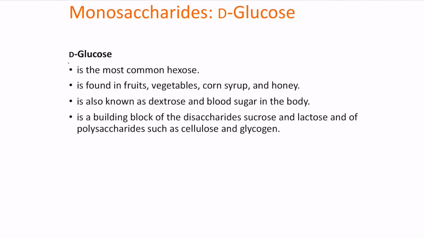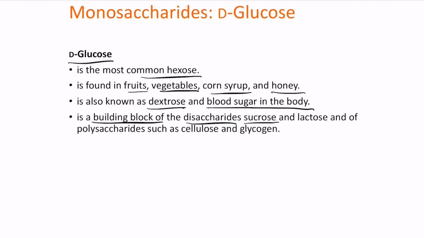Now what is the most important one? The first important one is D-glucose. It is the most common hexose. This is the one that is found in fruits, vegetables, corn syrup and honey. It's also known as dextrose and blood sugar in the body. This is the building block of disaccharides such as sucrose and lactose, and of polysaccharides such as cellulose and glycogen.